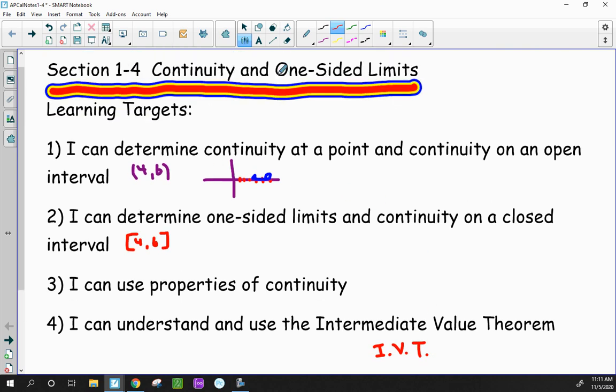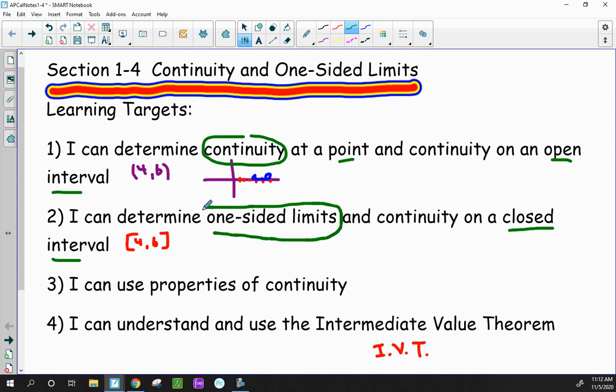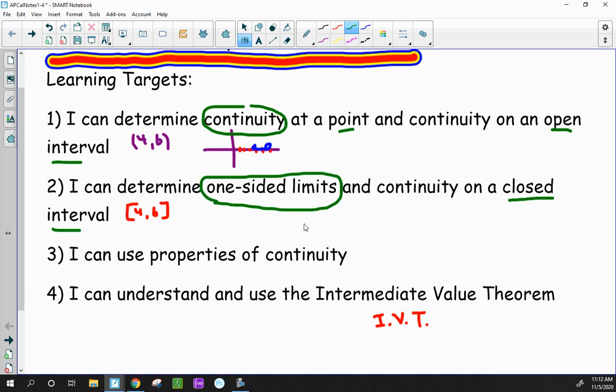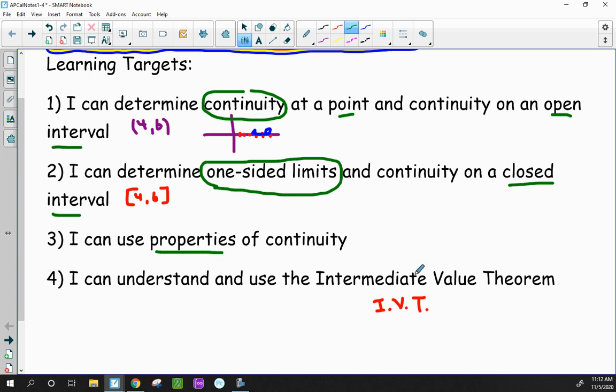So we're going to look at highlights here. Continuity, like what it means to be continuous at a point and continuous on an open interval, as well as a closed one. We're going to look at the keyword one-sided limit and how that's different from the limits you've already learned. We're going to look at some properties and then the intermediate value theorem.